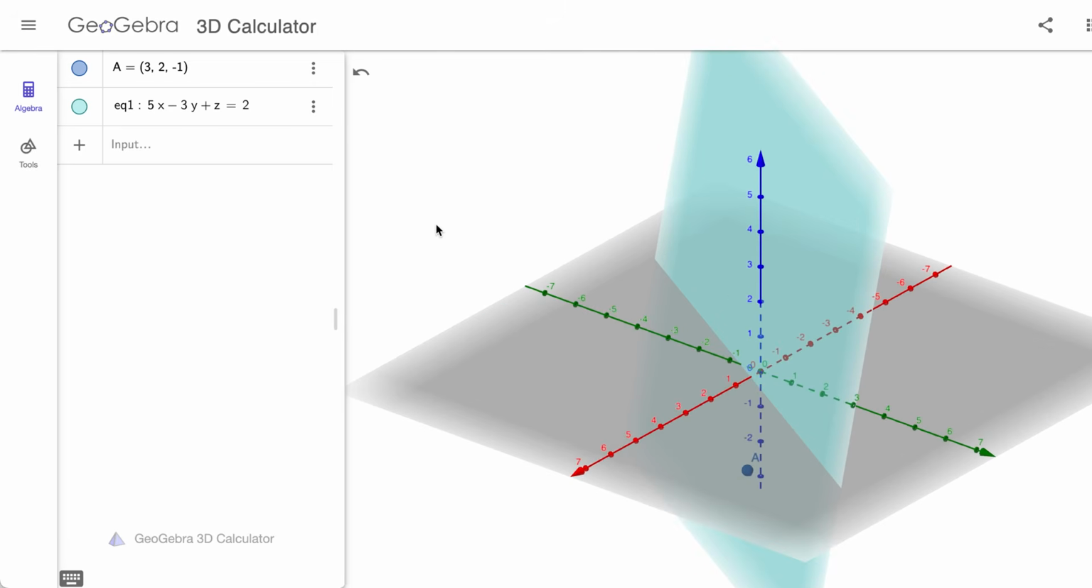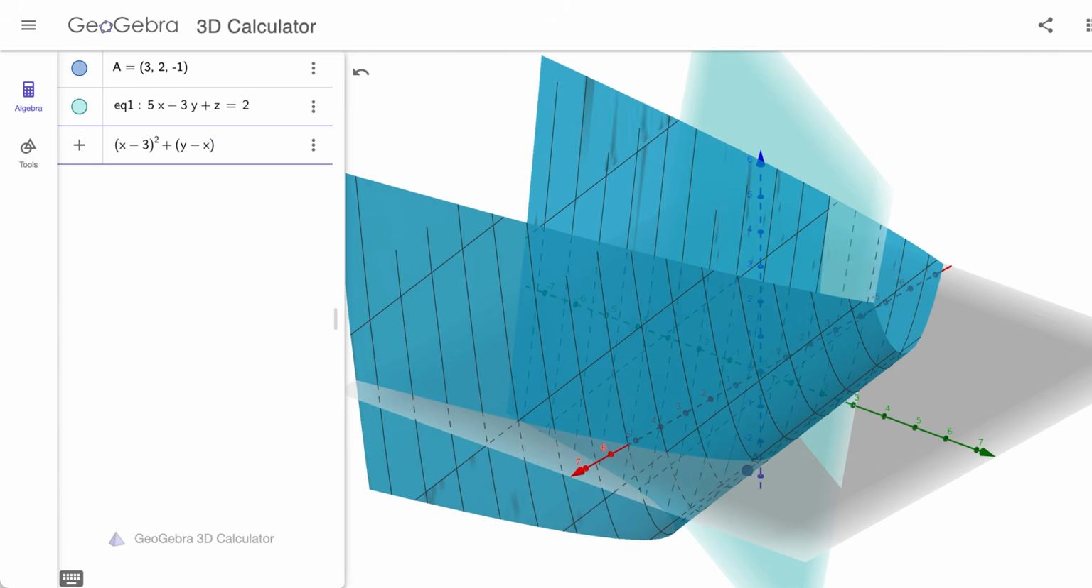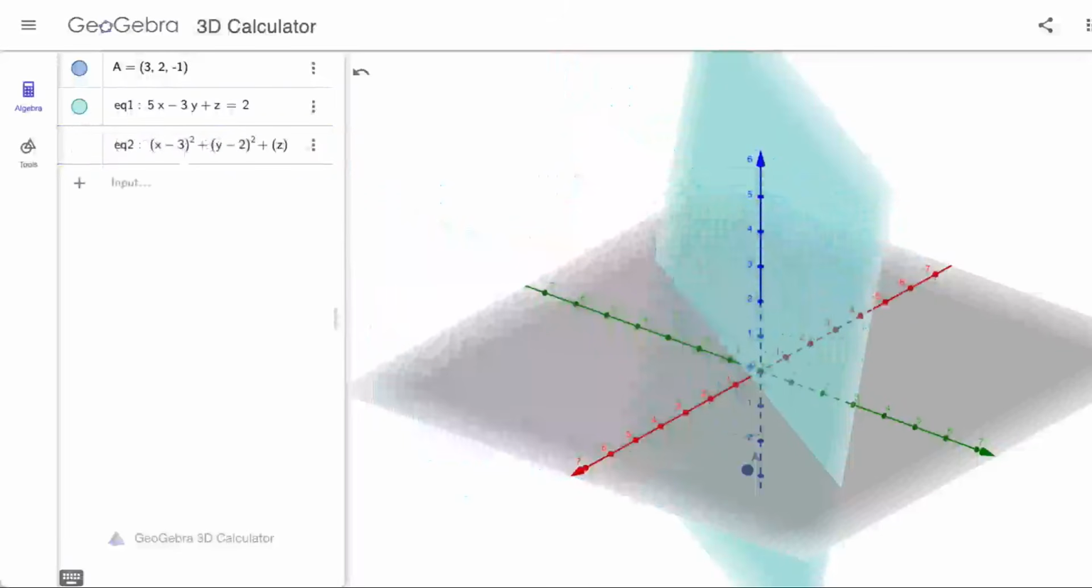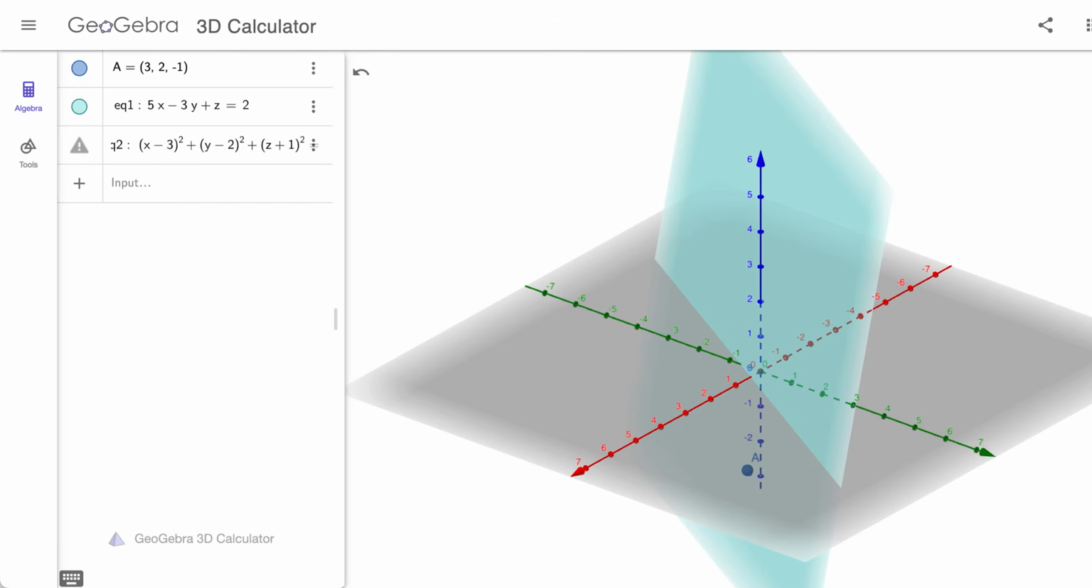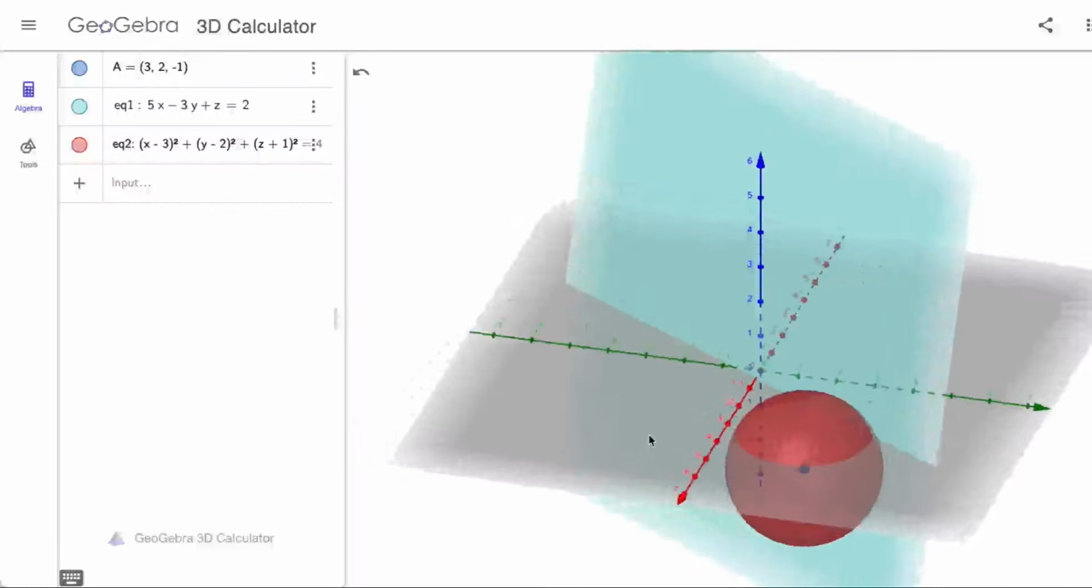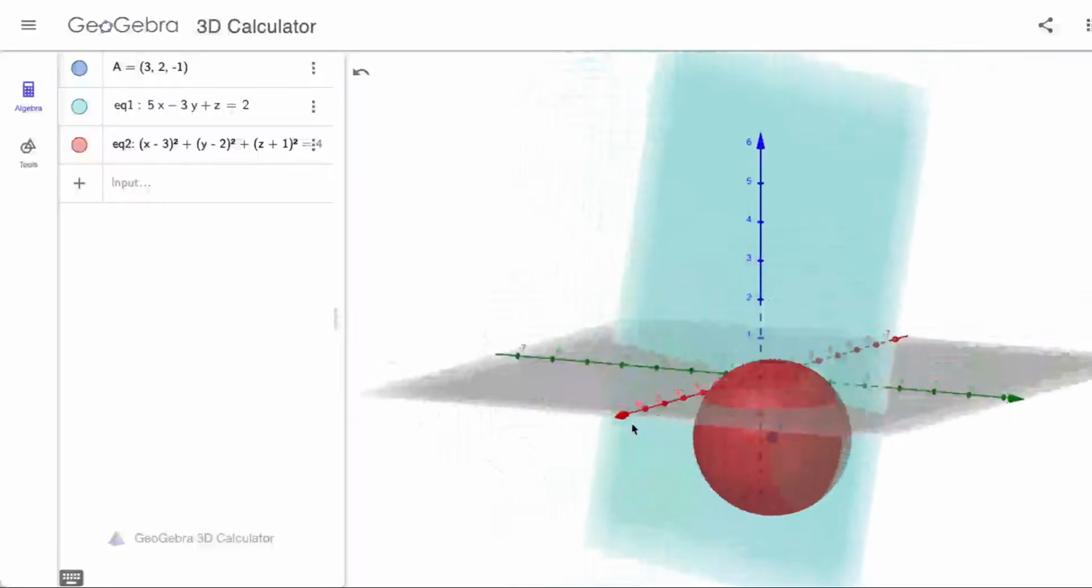Let's take a look at a sphere. Let's have a sphere centered at our point with a radius of 2. To get this, we take (x minus 3) squared plus (y minus 2) squared plus (z minus negative 1, so plus 1) squared equals 4. This is a sphere centered at the point (3, 2, -1) with a radius of 2.